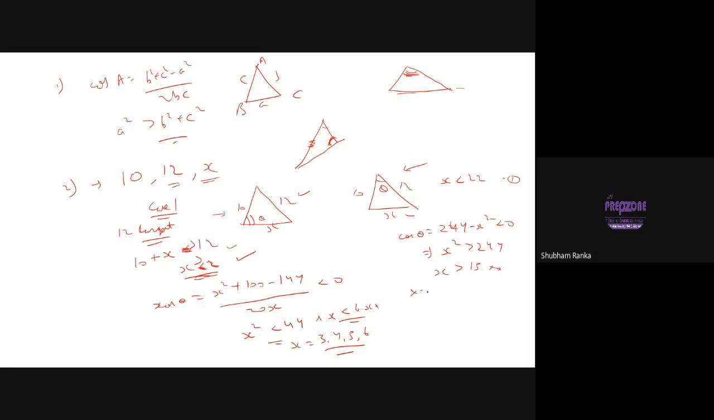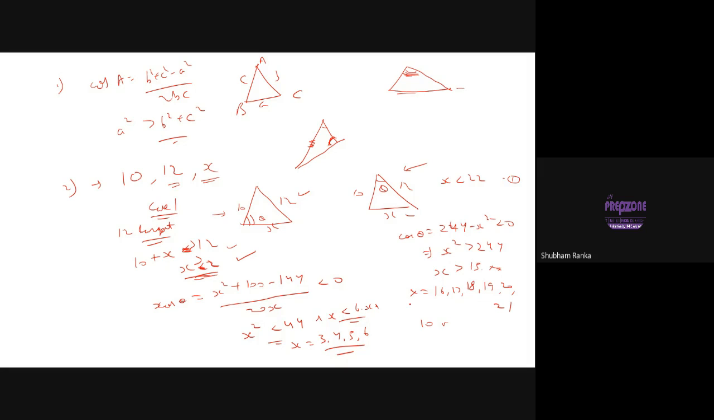So x basically will be 16, 17, 18, 19, 20, and 21 from this scenario, and 3, 4, 5, 6 from the other scenario. So the number of total values possible for x would be 4 plus 6, so 10 values possible.